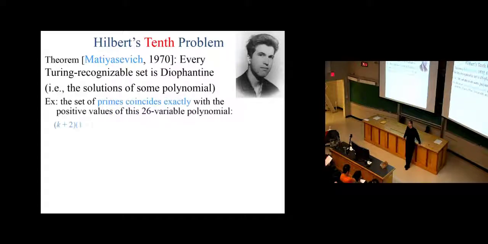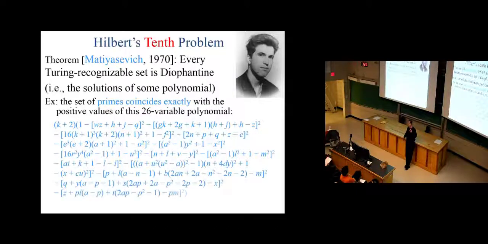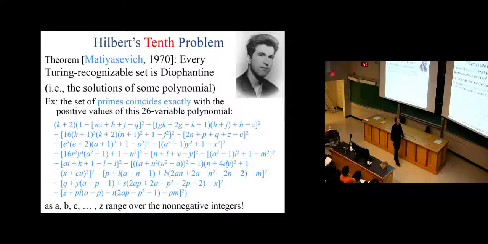Basically, Matiyasevich in 1970 showed that every Turing recognizable set of numbers coincides exactly with the positive values of some polynomial, given enough variables and a high enough degree and so on. So for example, the set of prime numbers is exactly the positive values of this expression. You plug in numbers for this 26 variable polynomial, and if the answer is positive, it is prime. And it's an if and only if. If the answer is negative, it's not prime, obviously. But it's not an approximation for the primes. It's exactly the prime numbers, the positive values of this polynomial.